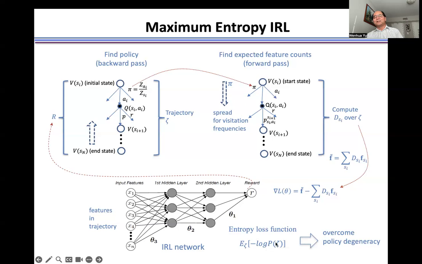Using this entropy loss function, we can pick a trajectory with the maximum entropy. With this constraint, we train the model and get this R. This R makes sure this learned policy is close to the expert policy. Well, that's not the whole story, because besides the policy degeneracy, we also have a reward degeneracy problem. That's why now we introduce maximum causal entropy inverse reinforcement learning.